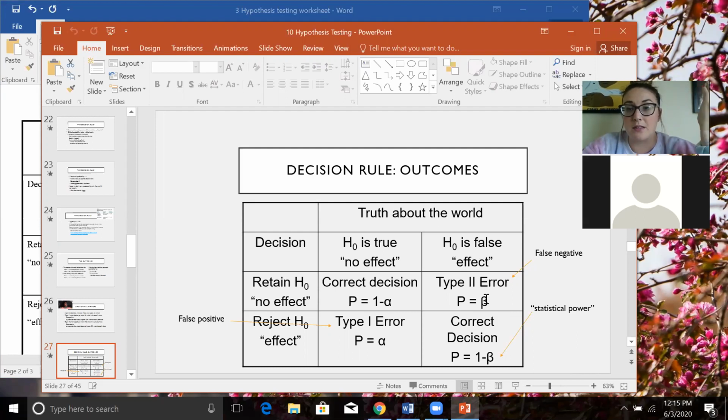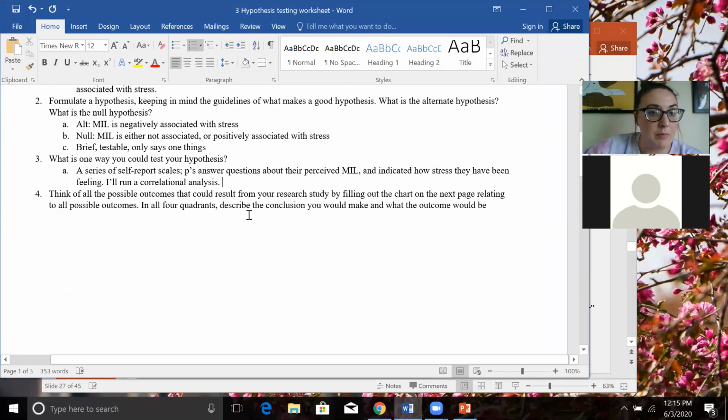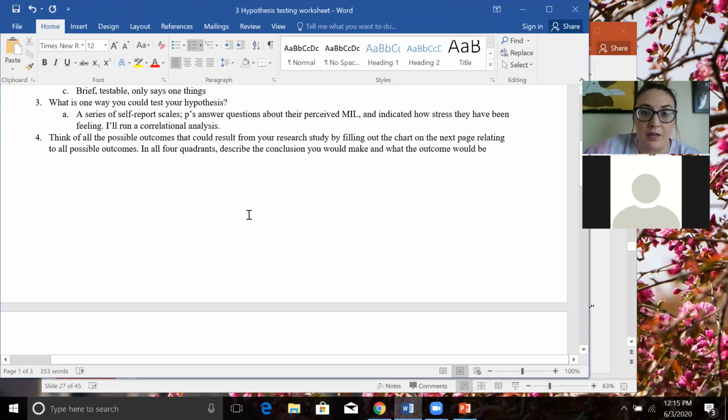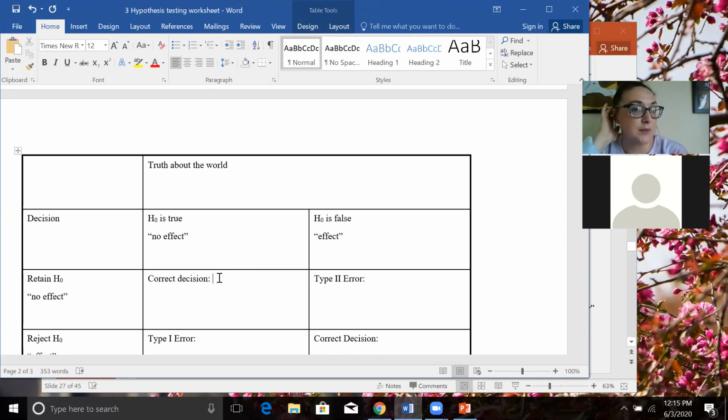The whole process of statistical significance testing and p-values is to try to ensure that we're holding ourselves to rigorous standards such that our likelihood of ending up in one of these mistaken conclusion quadrants is as low as we can get it. So how do you actually fill out this quadrant? Think of all possible outcomes that could result from your research study by filling out the chart. So the basic idea is to create a statement reflecting what we would have found should we land in any one of these hypothetical quadrants.